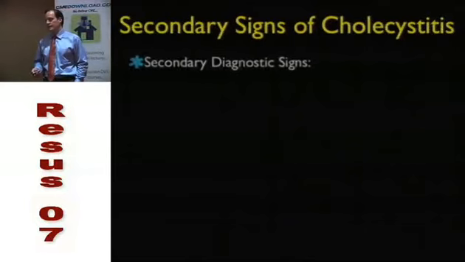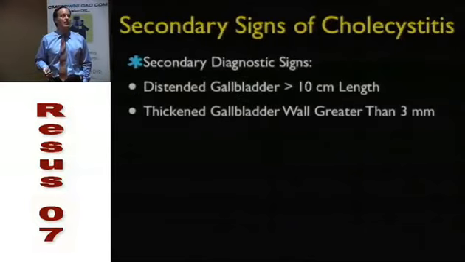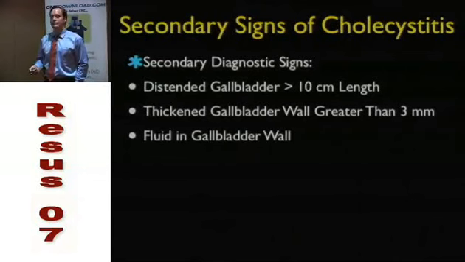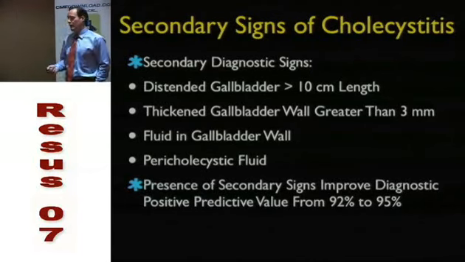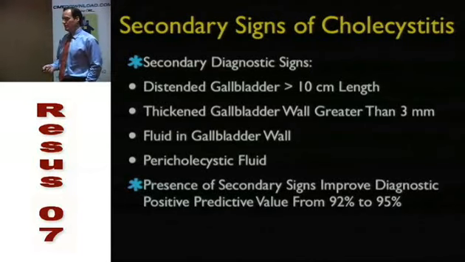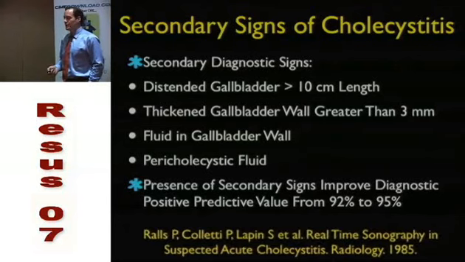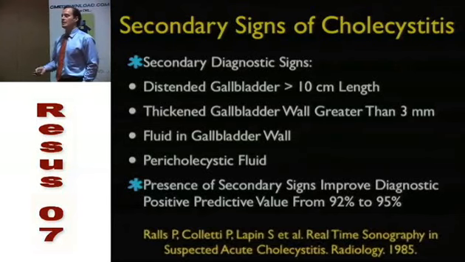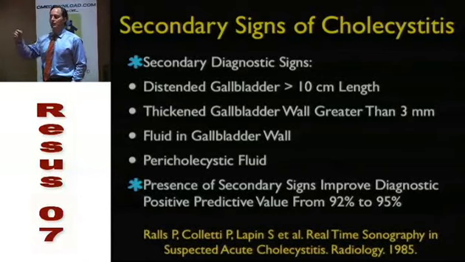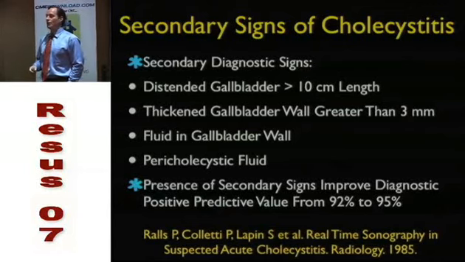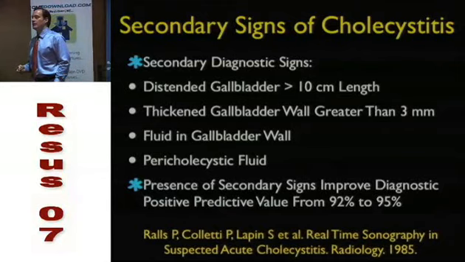Now, there's a lot of secondary signs of cholecystitis, such as a large gallbladder, a thickened gallbladder wall greater than 3 millimeters, pericholecystic fluid, or just a large edematous gallbladder wall. But really what you should know is that the presence of these signs only increases your positive predictive value from 92% to 95%. So what does that tell you? It tells you that you can basically just look for gallstones and see if it hurts there when you push, and you're going to know with 92% accuracy. And you only increase your accuracy by 3% by looking for these other things, which can be kind of advanced.